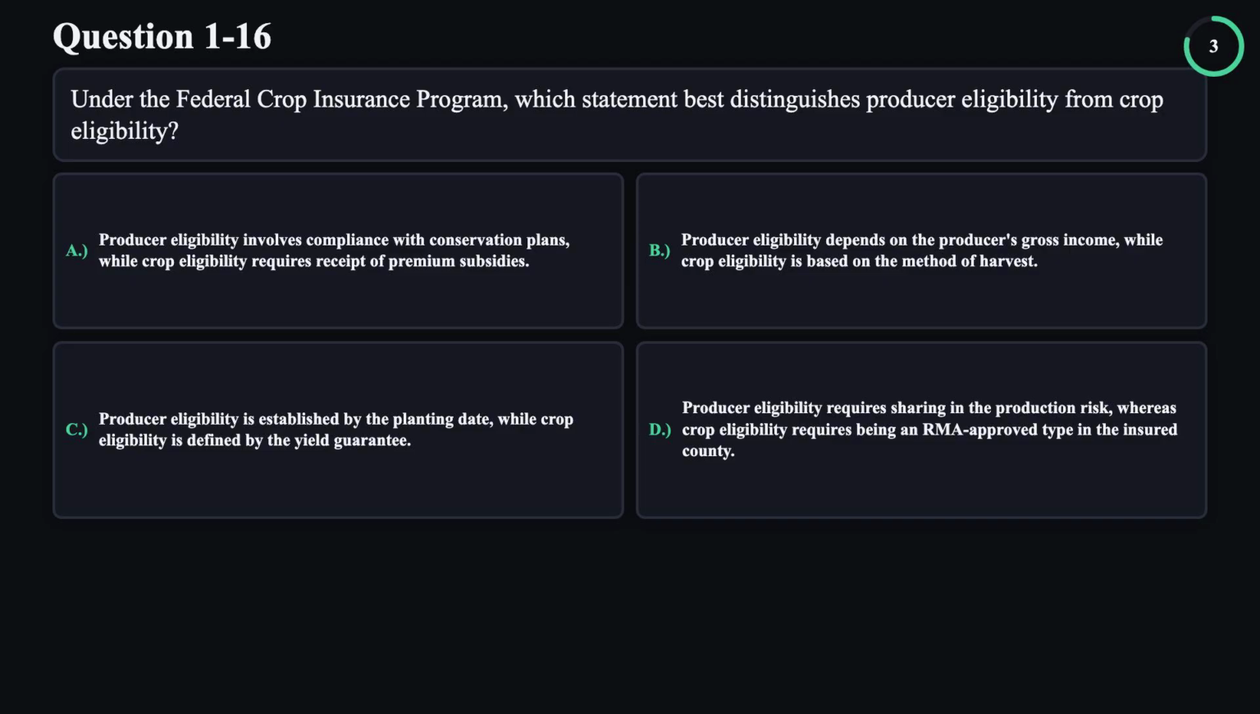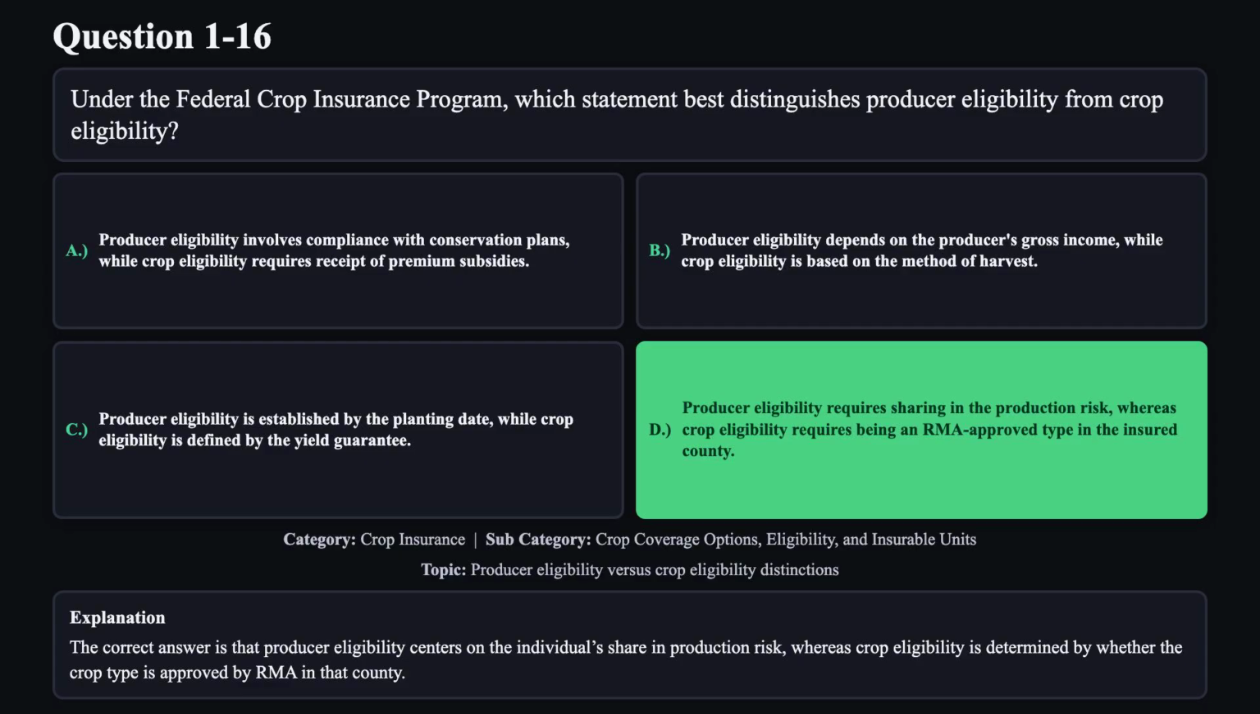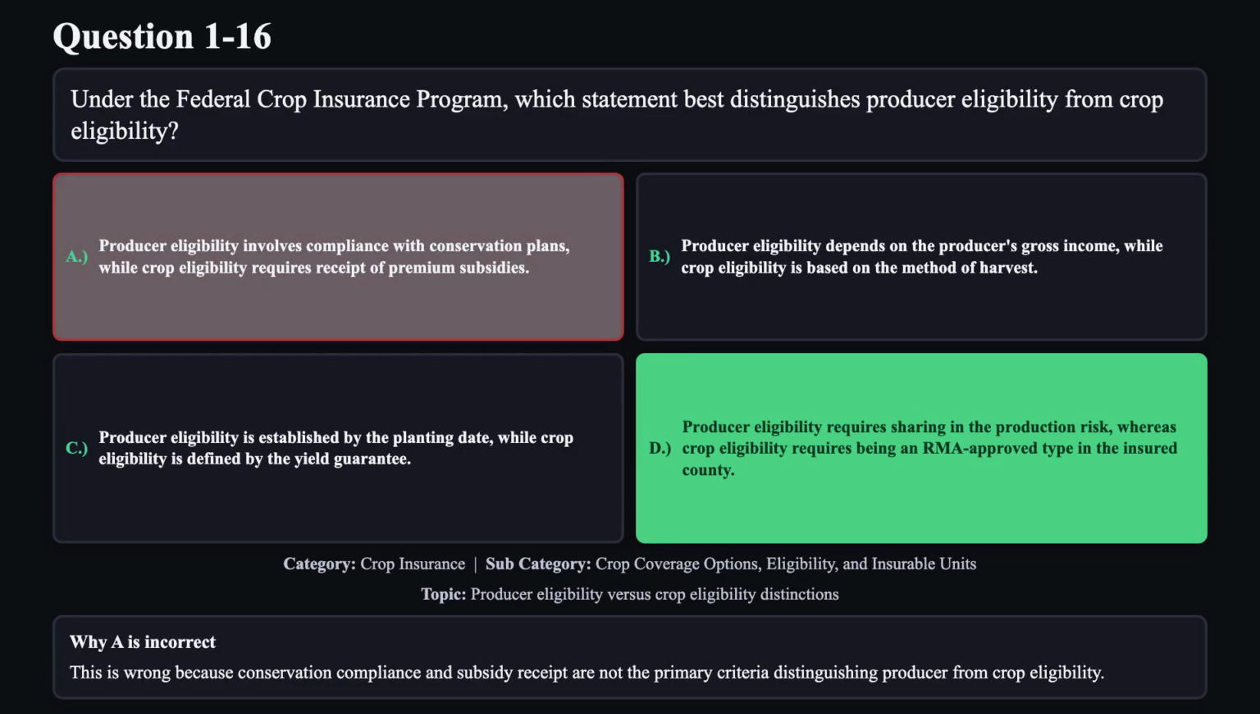The correct answer is D. The correct answer is that producer eligibility centers on the individual's share in production risk, whereas crop eligibility is determined by whether the crop type is approved by RMA in that county. Reason A is not correct. This is wrong because conservation compliance and subsidy receipt are not the primary criteria distinguishing producer from crop eligibility.